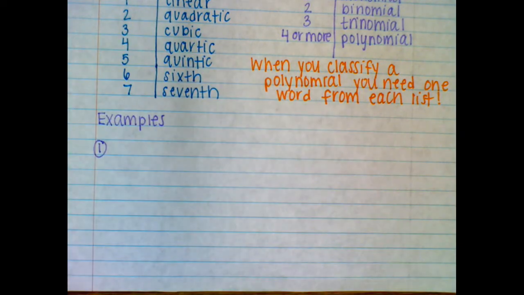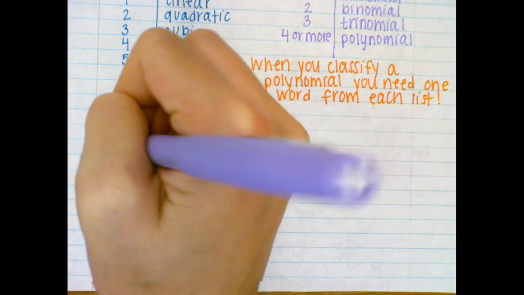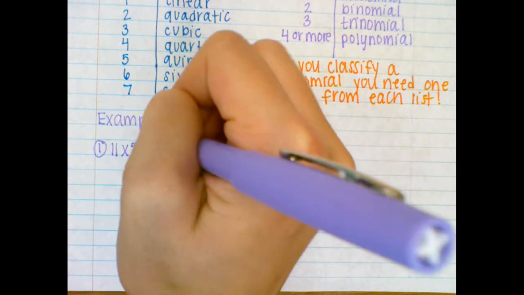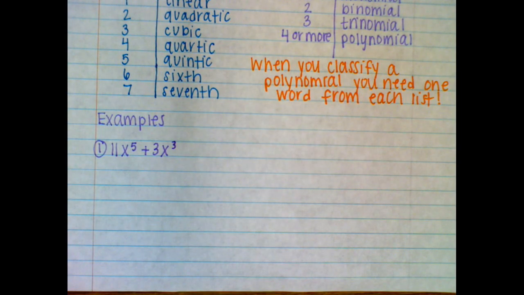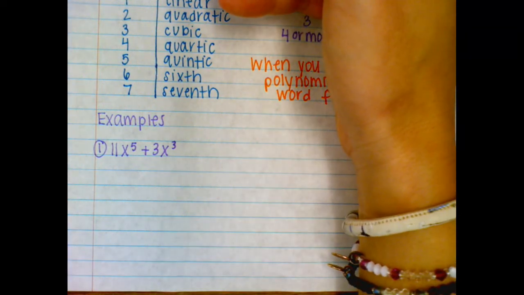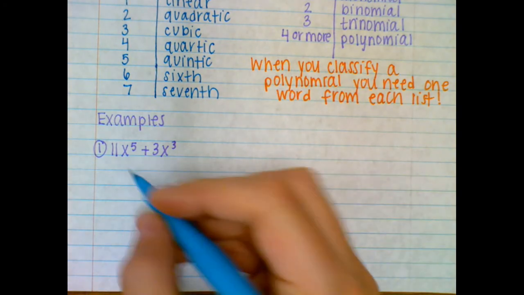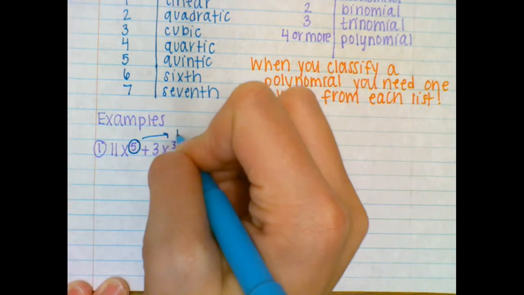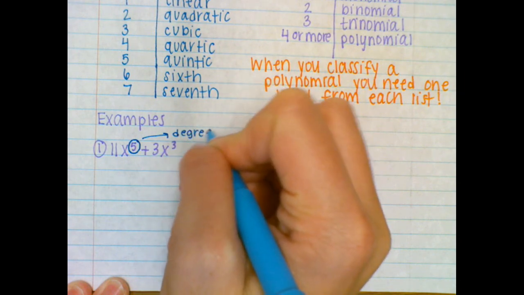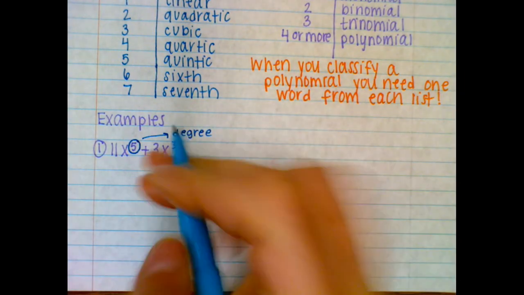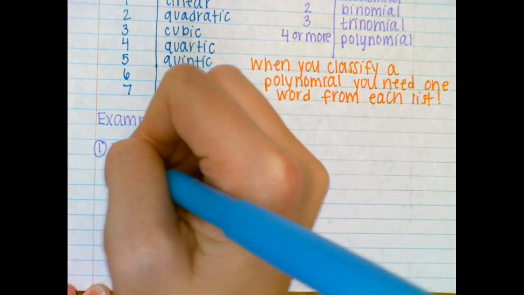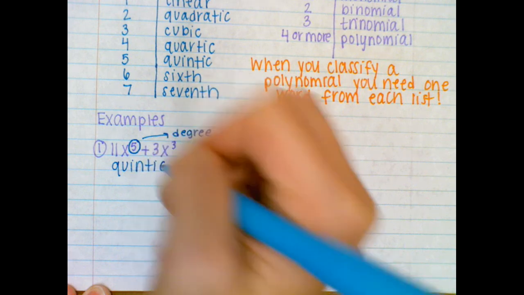Number 1, 11x to the 5th plus 3x to the 3rd. So the first thing I'm going to do is I'm going to look for my degree. So my degree is the largest exponent. So this is the largest. So that's my degree. So the word that goes with that, if I look at my degree with a 5, is quintic. So this is a quintic is one word.